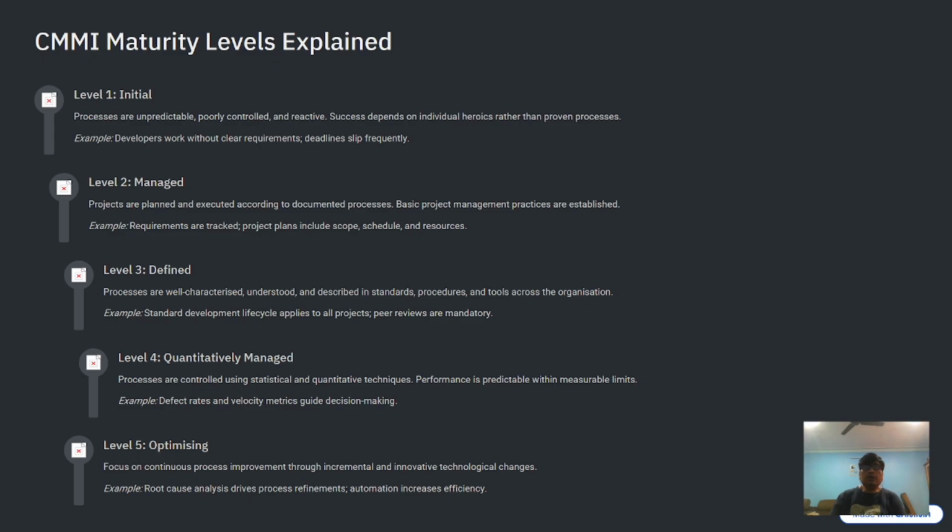If you are thinking that till level 4 we have got all the controls on the project, then why is level 5 needed? But in level 5 there is something very special. In level 5 we are focusing on the continuous improvement processes. How are we doing that? We are doing that through the incremental and innovative technological challenges. Let's bring up the predictability based upon the numbers.